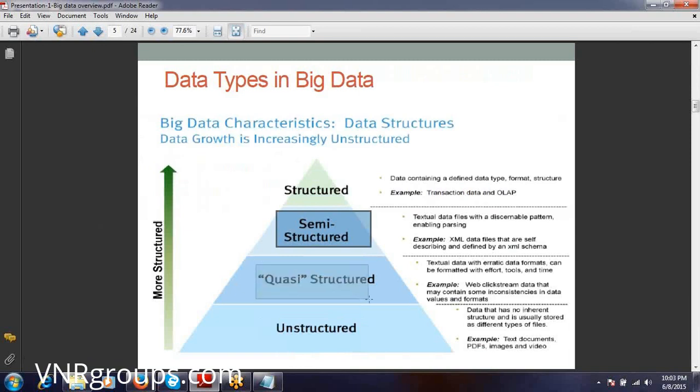And quasi-structured is, for example, on Facebook, if you observe at the right side, you're going to get some ads. If you like that product, you click on the like button over there. The data generated is considered web clickstream data, and it has been categorized as quasi-structured data. Why do we need to store that data again?